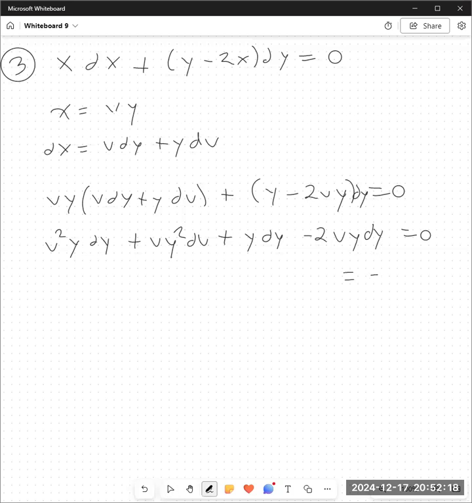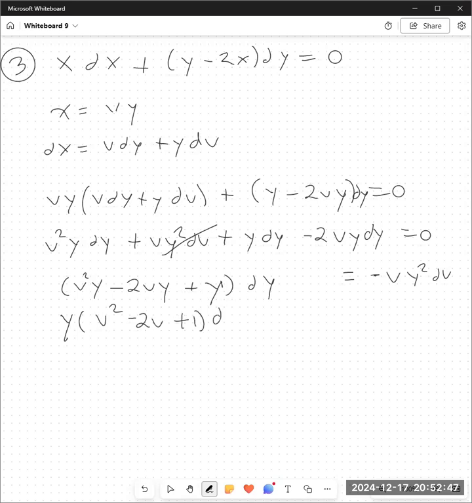So we'll say equals a negative vy squared dv. Get that to the other side. Now we have a v squared y term and a minus 2vy term and a plus y term dy. I see a common factor of y on the left-hand side that I'm going to pull out, make v squared minus 2v plus 1 dy is equal to a negative vy squared dv.